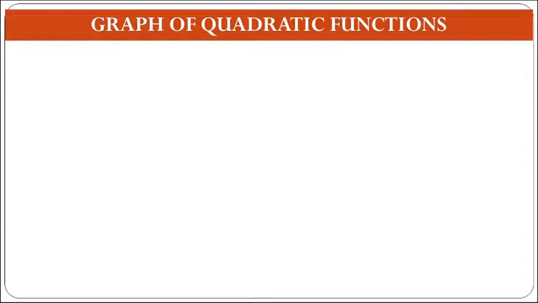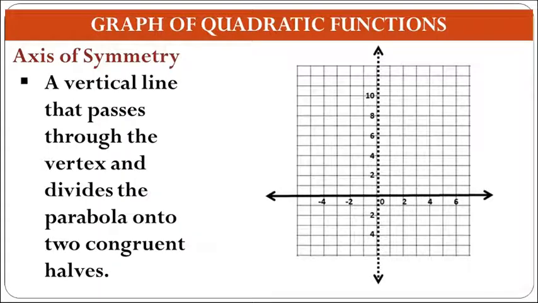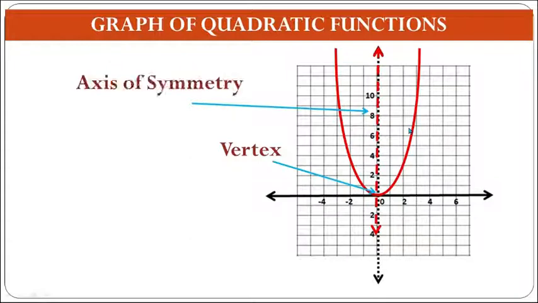A vertical line that passes through the vertex and divides the parabola into two congruent halves is called the axis of symmetry. So paano natin makikita yung axis of symmetry? Let's say, ito yung ating graph. Then meron tayong parabola, and yung nandito ay yung ating tinatawag na vertex. And yung ating line, ito, na nagha-half sa ating parabola, that is the axis of symmetry.